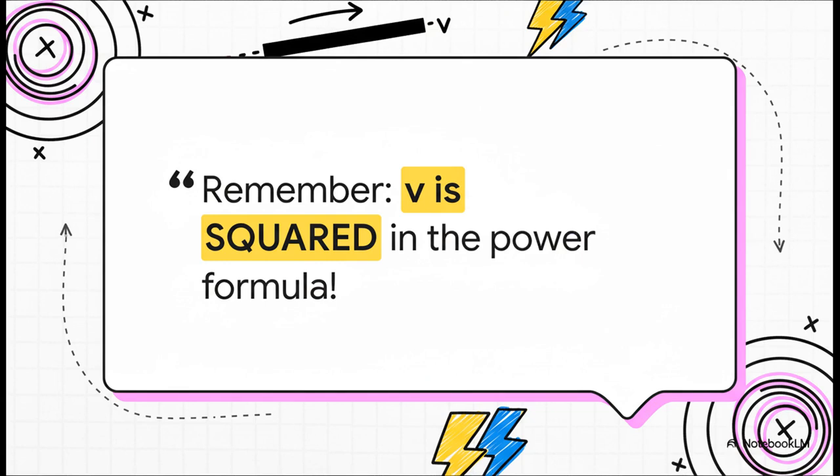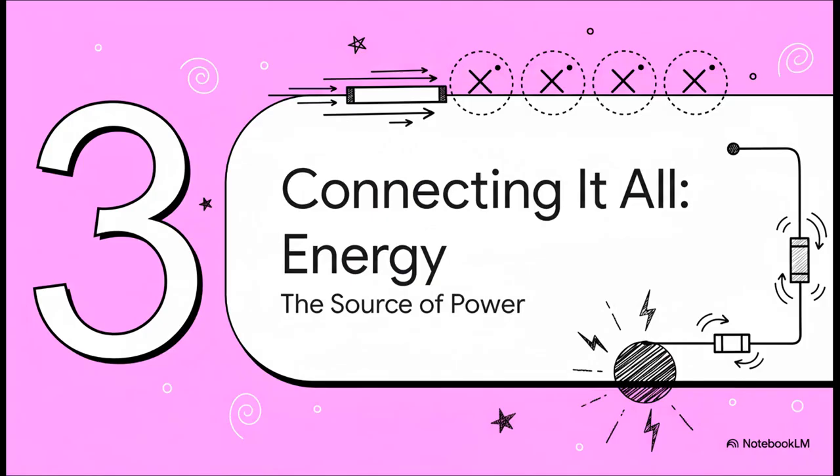Seriously, the best way to remember is to just repeat it. Say it out loud. v squared in the power formula. Power is proportional to velocity squared. That is the key. So we know what the formula is, but now it's time for the why. Why is it v squared? Well, the answer lies in one of the most fundamental laws in all of physics, the conservation of energy. Let's see how it all connects.